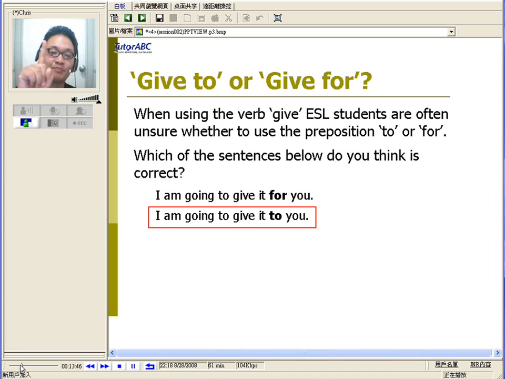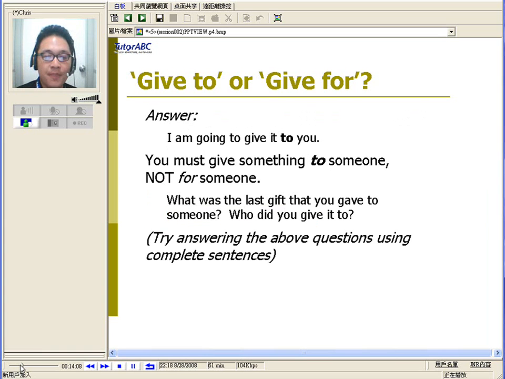But wait a second. I want you to know that actually this sentence is not 100% wrong. It can be correct, but I'll explain why. Most of the time we will use "I'm going to give it to you." You must give something to someone.